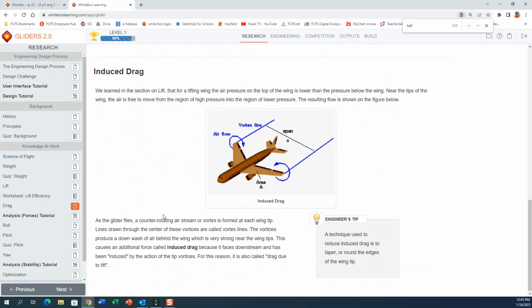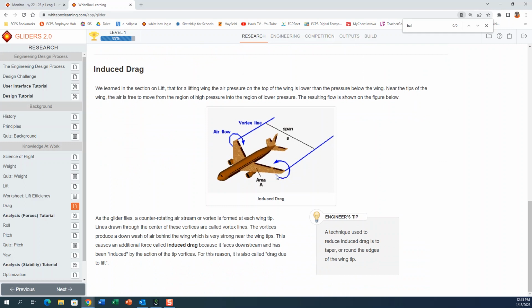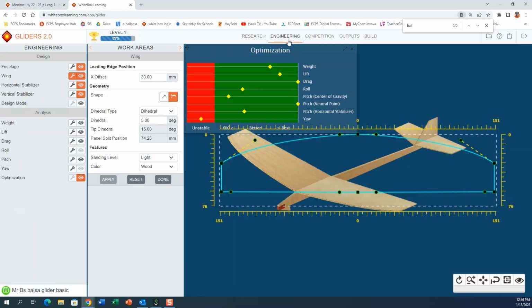Something really interesting, though, happens at the tip of the wings, okay? At the tip of the wings, there's this thing talked about called induced drag. So at the very tip of the wings, you can create a lot of drag there. It's called induced drag. In other words, your design is inducing this drag as the air flows over the wings. And it says, engineering tip, a technique used to reduce induced drag is to taper around the edges of the wing tip, okay? So when we decided to use this rounded geometry, it improved a lot of things, and we didn't even expect that, okay?